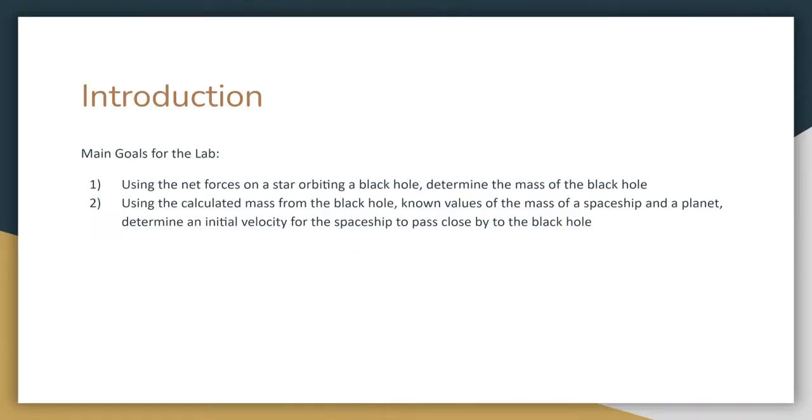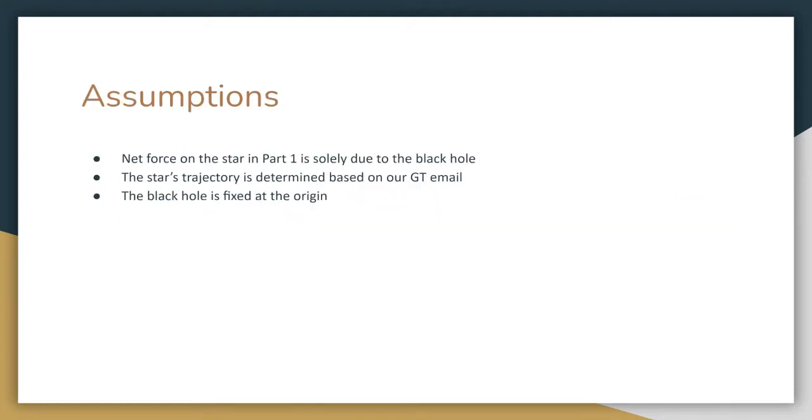So to introduce you to the main goals for the lab, one is using the net forces on a star orbiting a black hole, determine the mass of the black hole. The second goal is using the calculated mass from the black hole, known values of the mass of a spaceship and a planet, determine an initial velocity for the spaceship to pass close by the black hole.